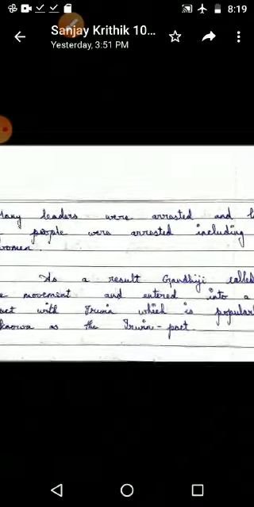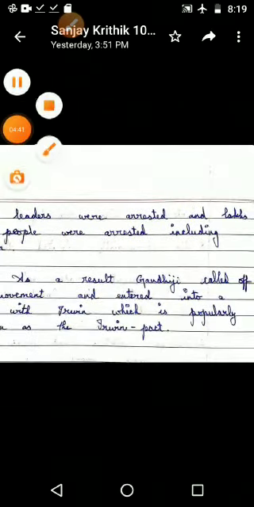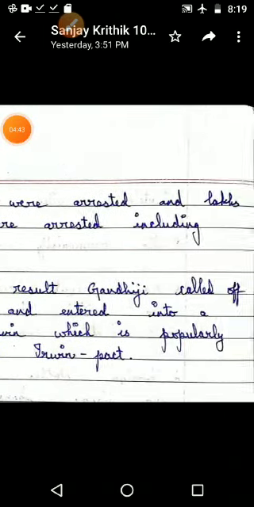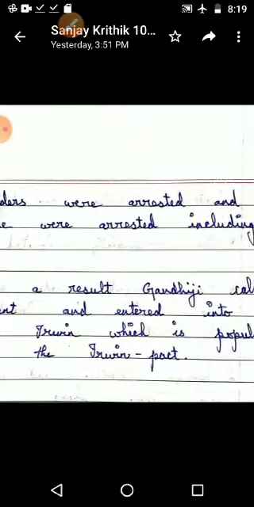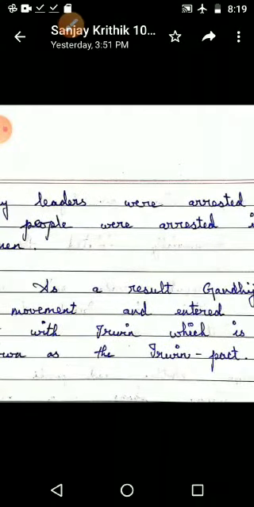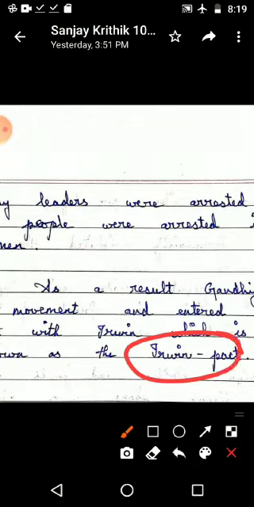Gandhiji entered into a pact with Irwin, which is popularly known as the Irwin Pact. So it is a question that starts with the civil disobedience movement, how the people took it, and then lastly how Gandhiji stopped it because of many reasons. Then with the end of the civil disobedience movement, when Gandhiji stopped it, he made a pact with Lord Irwin, known as the Irwin Pact.